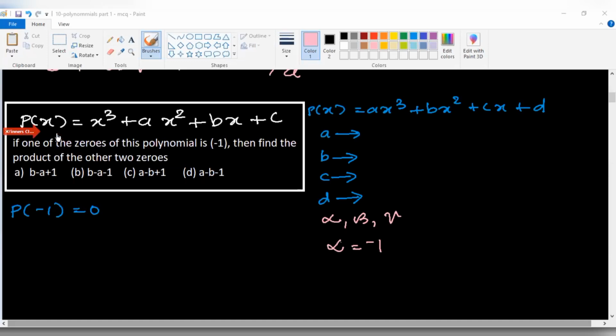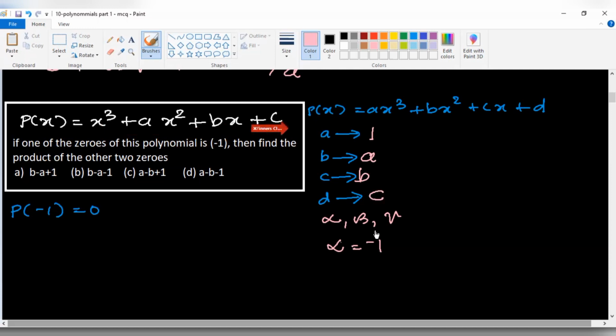In this question, a cubic polynomial is given. P of x is x cubed plus ax squared plus bx plus c. If one of the zeros of this polynomial is -1, then find the product of the other two zeros. Anyways, this is the standard form of a cubic polynomial. In this given equation, in place of a, we have 1. In place of b, we have a. In place of c, we have b. And in place of d, we have c.